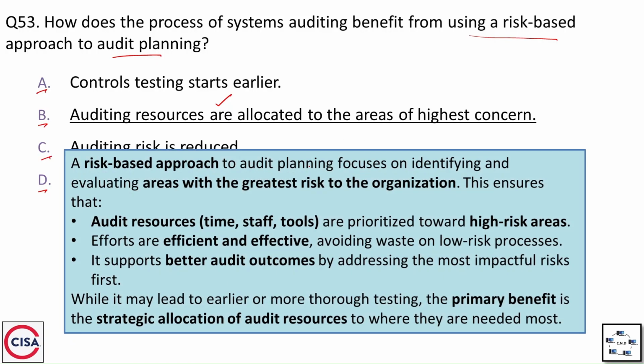So, a risk-based approach to audit planning focuses on identifying and evaluating areas with the greatest risk to the organization. This ensures that audit resources, that is time, staff, and tools, are prioritized toward high risk areas. Efforts are efficient and effective, avoiding waste on low risk processes. It supports better audit outcomes by addressing the most impactful risks first. While it may lead to earlier or more thorough testing, the primary benefit is the strategic allocation of audit resources to where they are needed most.